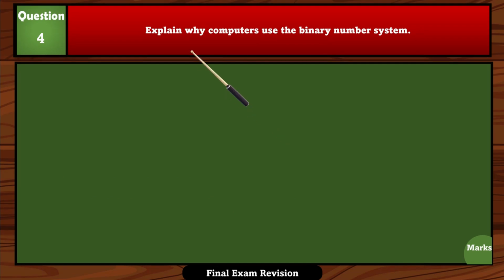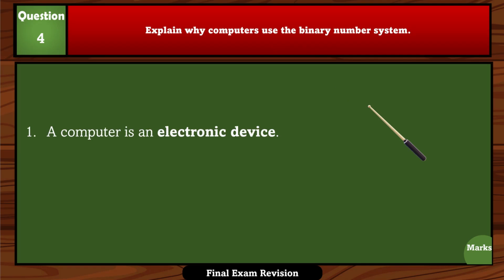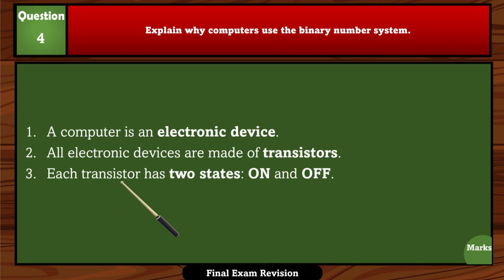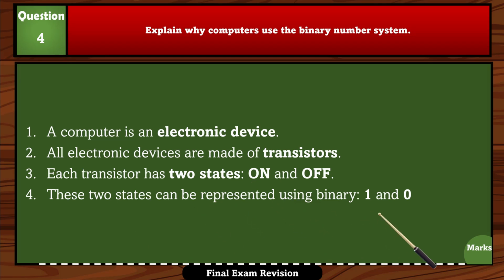Question 4, explain why computers use the binary number system. Answer. A computer is an electronic device. All electronic devices are made of transistors. Each transistor has 2 states, on and off. These 2 states can be represented using 1 and 0. So that is why computers use the binary number system.